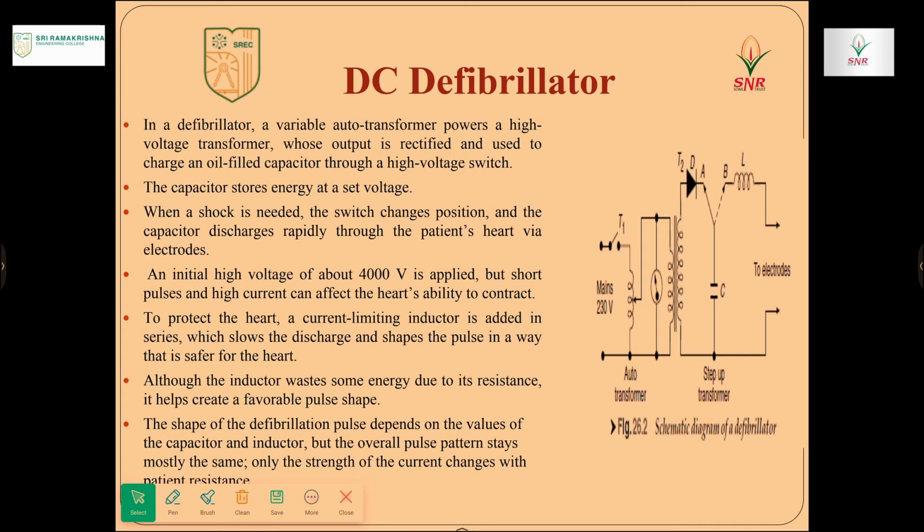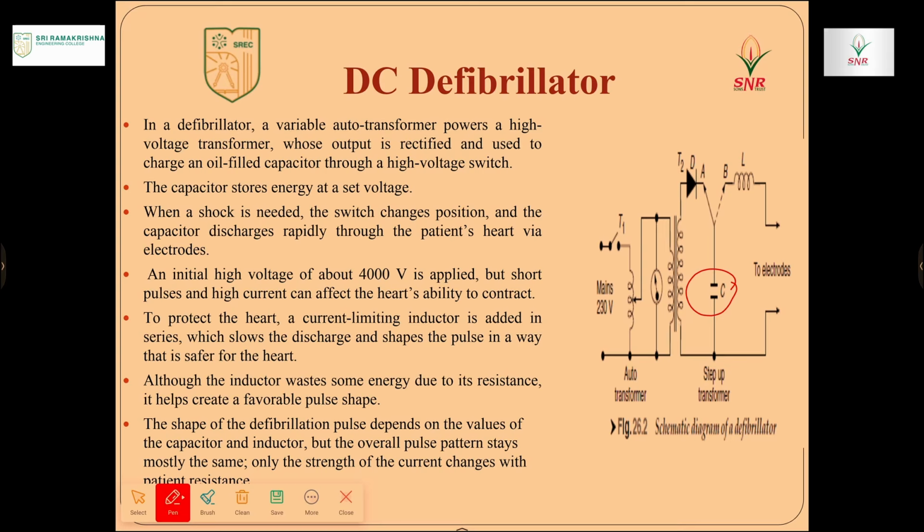So this is the circuit diagram for a DC defibrillator. In a defibrillator, there is an auto transformer, which means a high voltage transformer whose output can be rectified with a rectifier, and it is used to charge a capacitor through a high voltage switch. So there is a capacitor, a 16 microfarad capacitor. When the shock is needed, the switch changes its position and the capacitor discharges rapidly through the patient's heart via electrodes. Initially a high voltage of about 4000 volts is applied, but short pulses and high current can affect the heart's ability to contract.